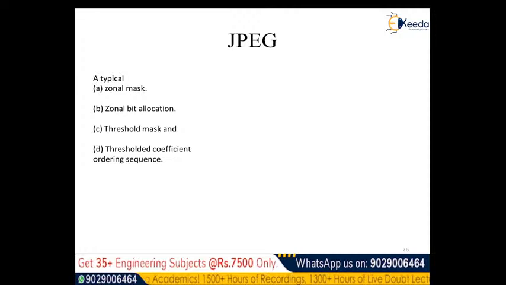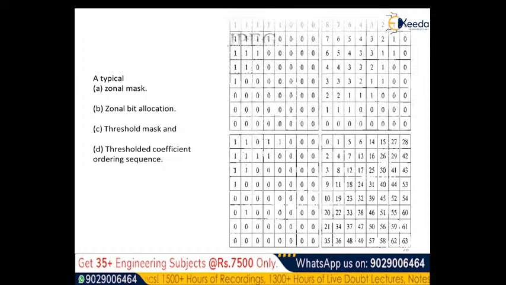So here is the illustration, an example having four parts. In the first part, we have the zonal mask, then the zonal bit allocation, then the threshold mask, and the thresholded coefficient ordering sequence. So just pay attention to the fourth one, the thresholded coefficient ordering sequence.